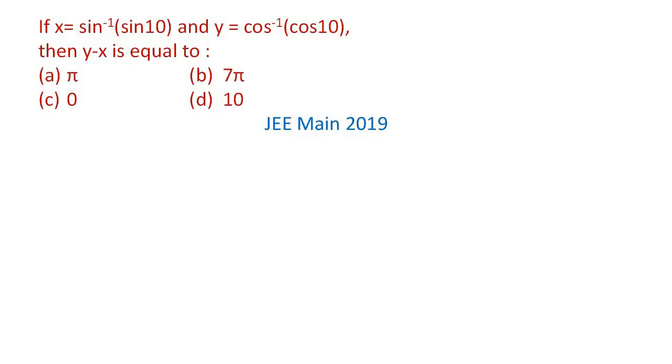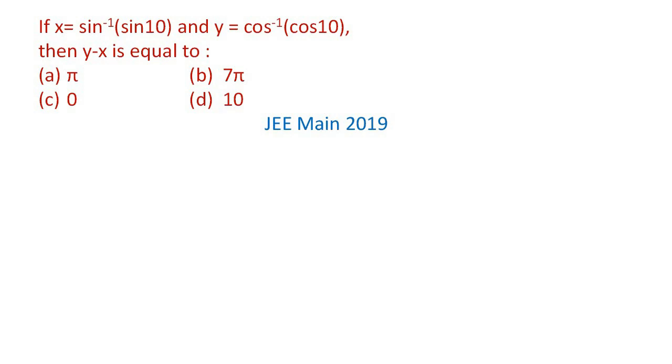Hello, in this video, we will solve this problem. If x is equal to sine inverse of sine 10 and y is equal to cos inverse of cos 10, then y minus x is equal to option A, pi, option B, 7 pi, option C, 0, option D, 10.